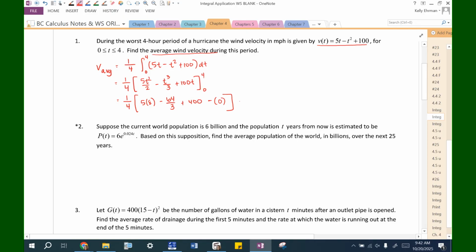Now, we have a 1/4 out in front. So to make my number smaller, I'm going to distribute the 1/4 through right now. So 40 divided by 4 is 10, minus 64 divided by 4 is 16 over 3. 400 divided by 4 is plus 100. Let's see, this is 110 minus 16 over 3. 110 becomes multiplied by 3, 330 over 3 minus 16 over 3. So 314 over 3. And my label on this, we're still getting an average velocity here, so it would still be miles per hour.